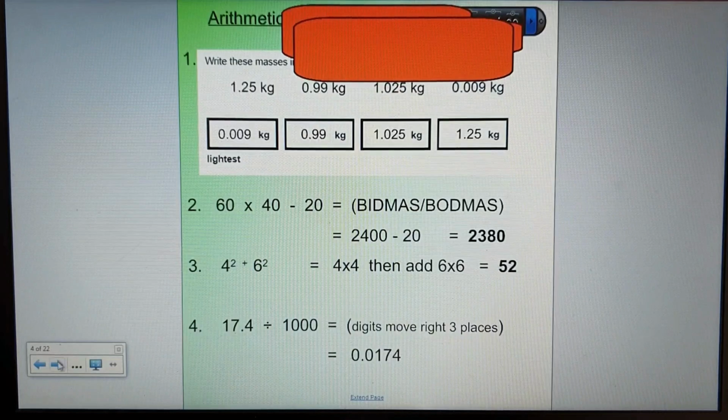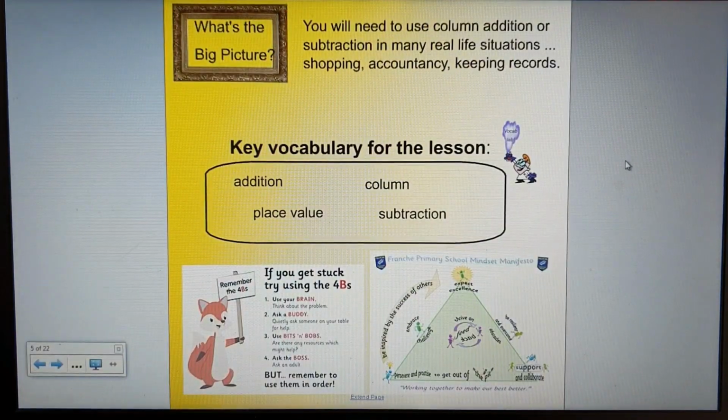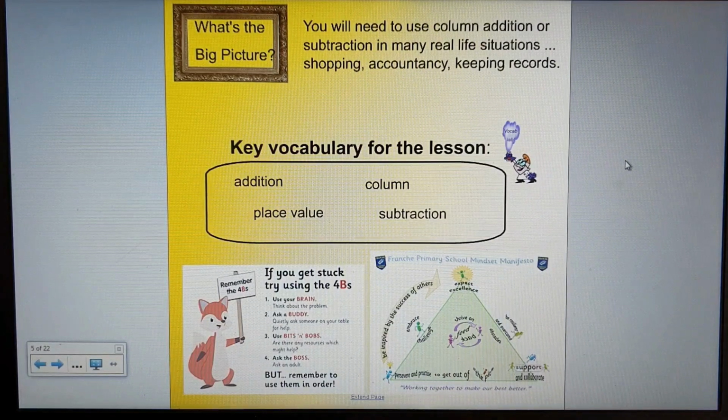And we're going to move on to the big picture. So you will need to use column addition or subtraction in many real life situations. When you're shopping, if you're an accountant, dealing with money and numbers, keeping records, lots of different times. So this is a very useful life skill.